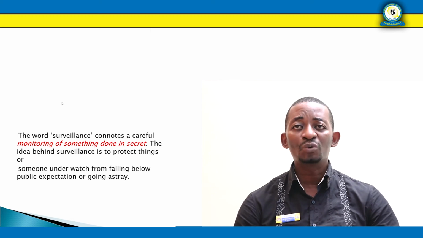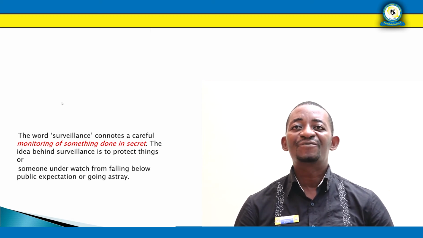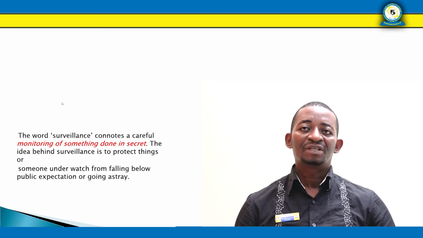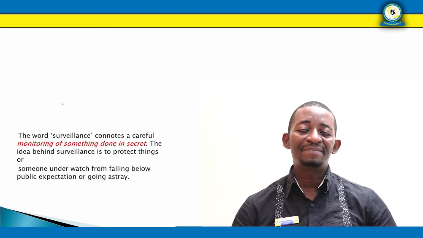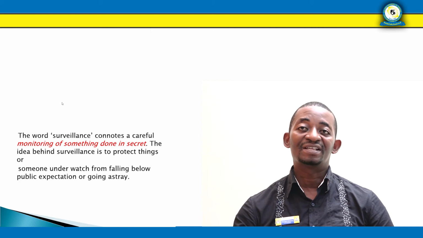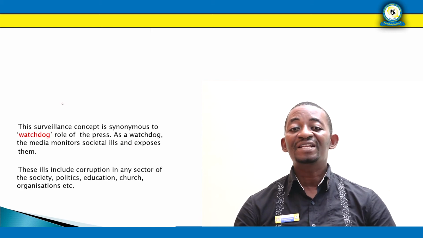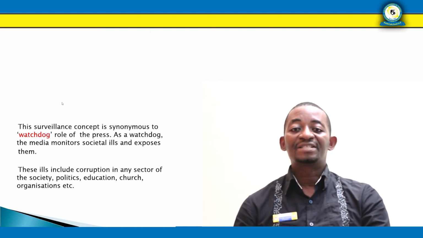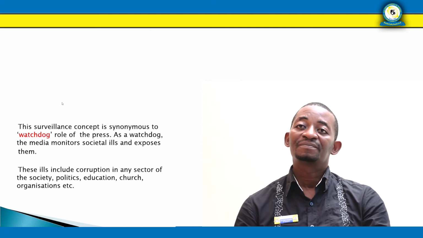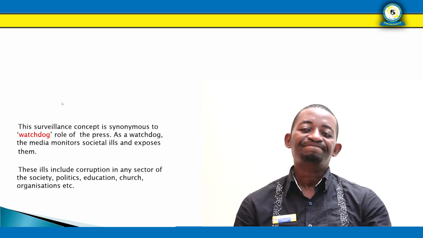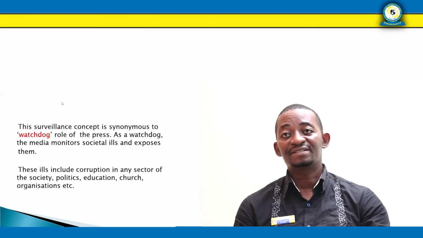So journalists have the role of doing surveillance to monitor what the leaders are doing, and if they are doing some kind of mischief, they are obliged to report to the general public on how these leaders are misbehaving. That's a surveillance function. So the surveillance concept is synonymous with the watchdog role of the press. As a watchdog, the media monitors social ills and exposes them, and these ills include corruption in any sector of the society.